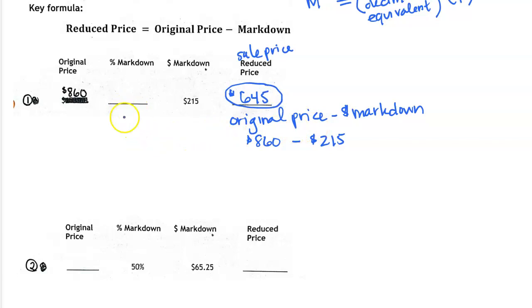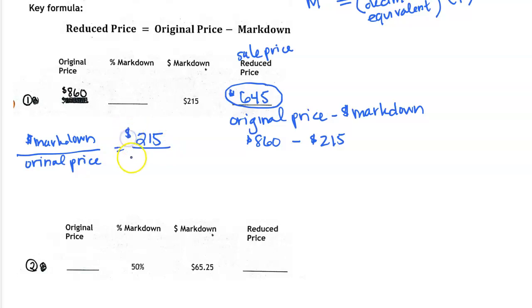To find the percent markdown, we're going to start with a fraction, and it's the dollar amount for the markdown. And the denominator is always the original price. Our markdown dollar amount was $215, and the original price was $860. That calculation gives me a decimal of 0.25, and converting 0.25 to a percent would be 25%.